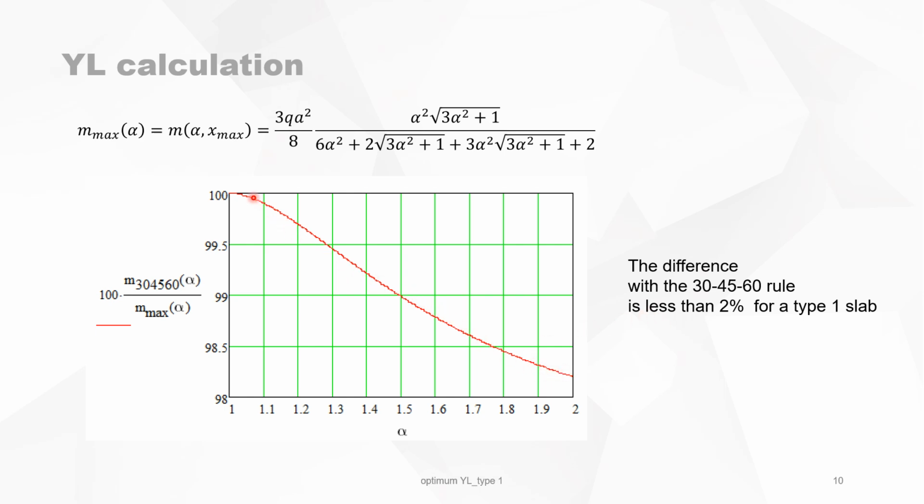Unfortunately, it's bigger. When it was smaller, it doesn't matter. But now it's bigger. So you should always be careful with that. 2%, that's fine. There's no problem with that for type 1 slabs.